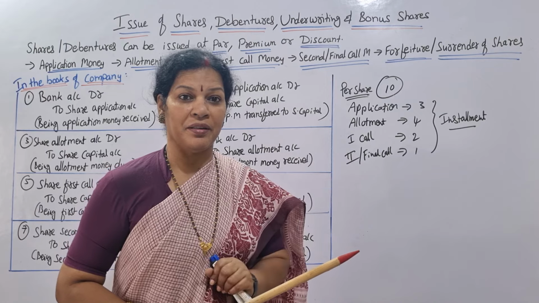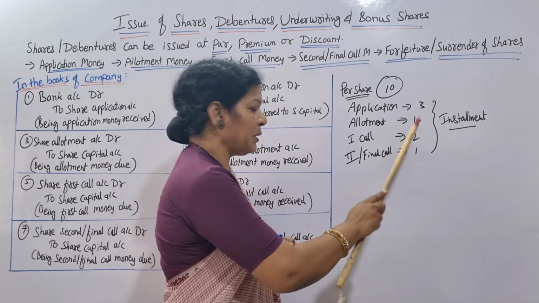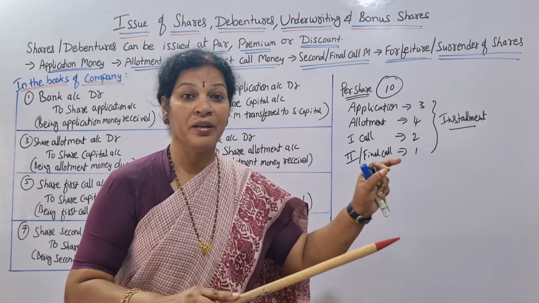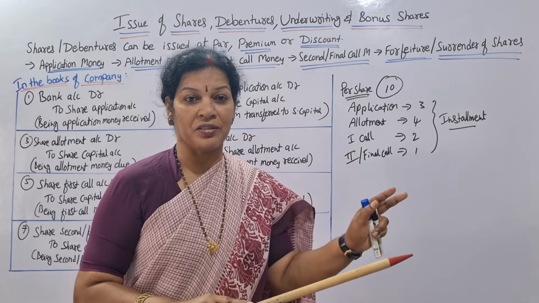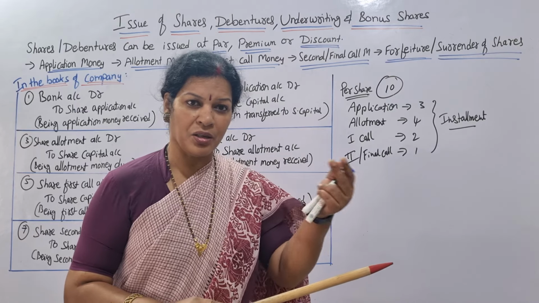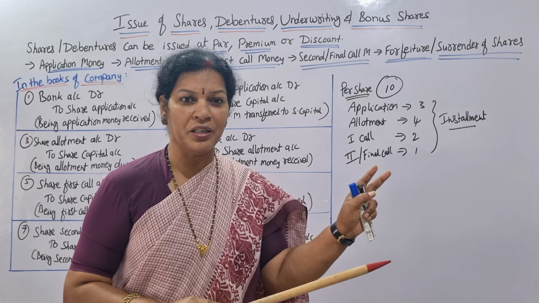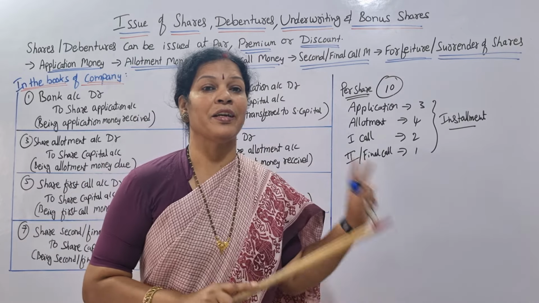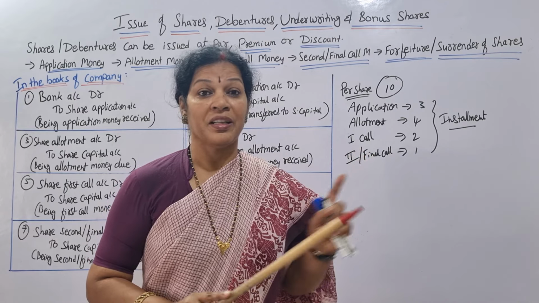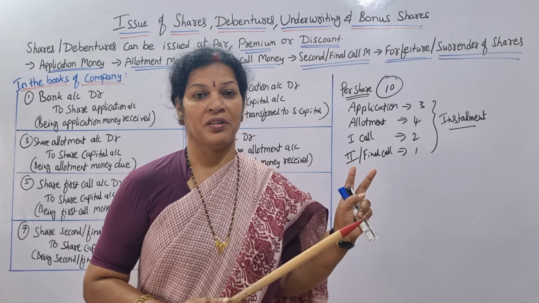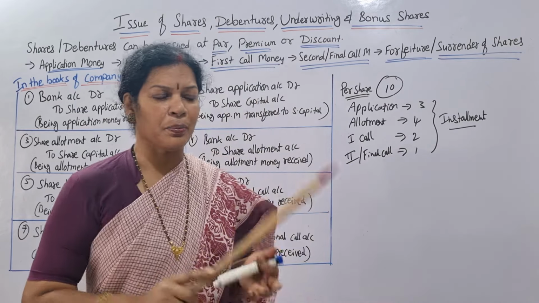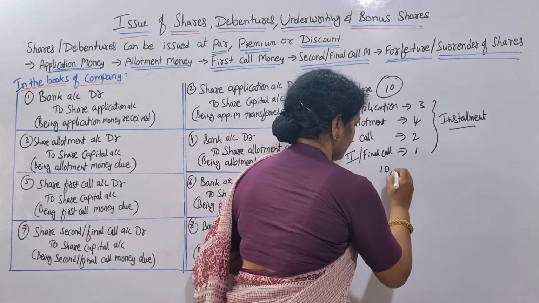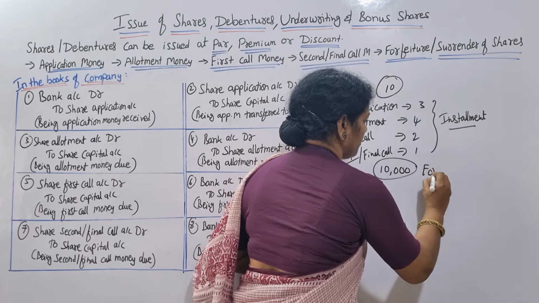Whereas, with no intimation to the company: he paid the application money, did not pay the allotment money, and the first call, second or final call due dates have all gone, with no intimation from the shareholder. In such cases, the company can forfeit the shares. Forfeiture of shares means the company can take over the total money he has paid. The shareholder is not going to get any amount. That is forfeiture of shares. Suppose the company got forfeiture of shares around 10,000, for example.